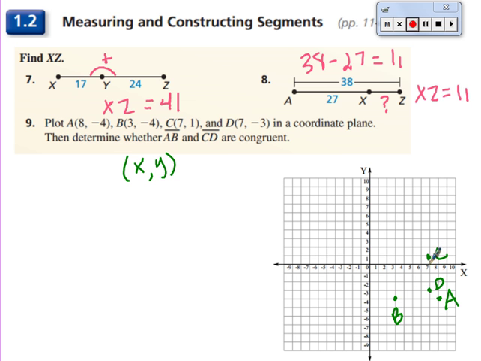So if you connect CD and AB, you want to count the units in between them. So AB would be 1, 2, 3, 4, 5 units. CD is 1, 2, 3, 4 units. So are they congruent? No. Congruent means the exact same size, same shape, so they're the same length, and these are not.